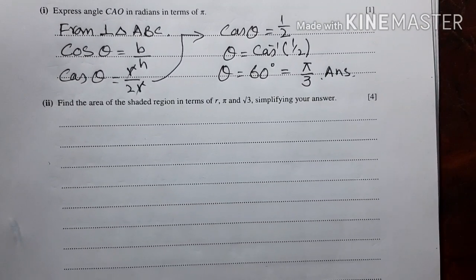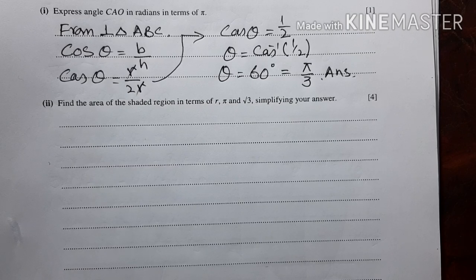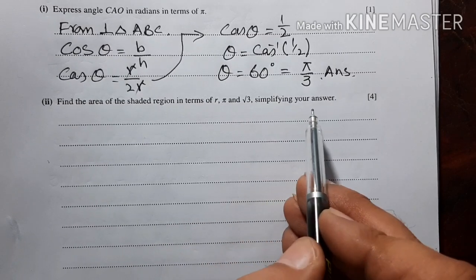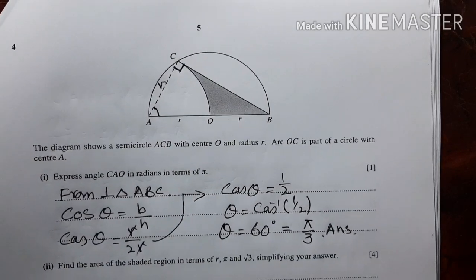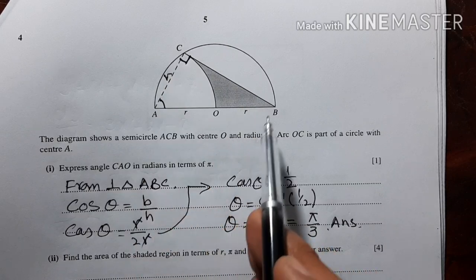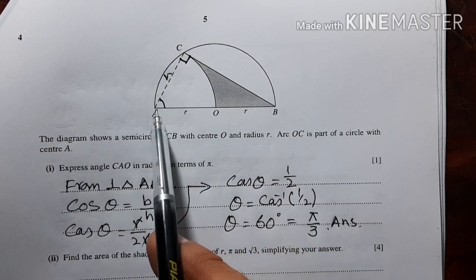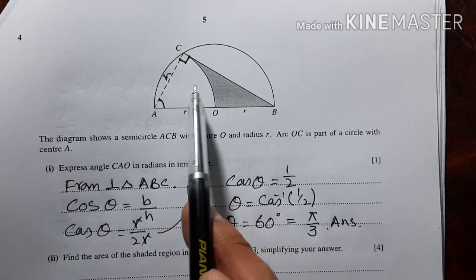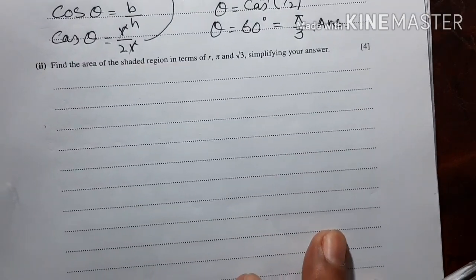Number 2. Find the area of shaded region in terms of r, pi and √3. Simplifying your answer. Area of shaded region. It is very simple. Area of right angle triangle minus area of this sector.